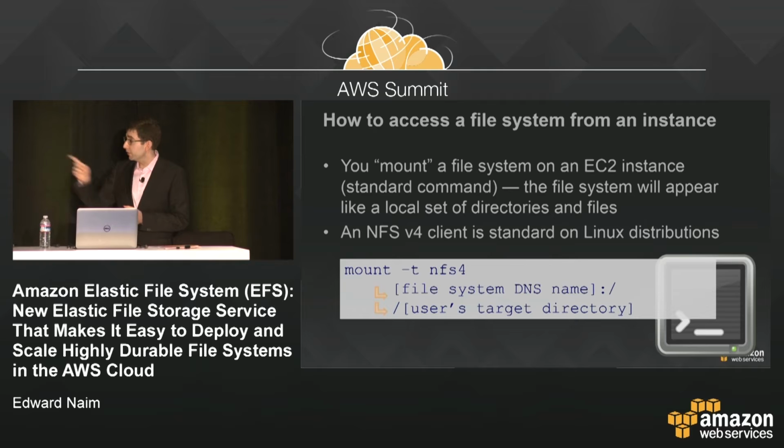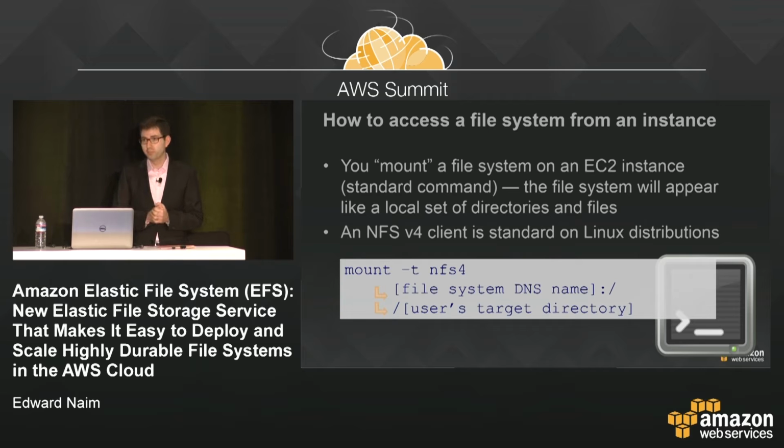The mount command that you see on the screen here is a pretty basic command. The -t is for the file system type. In this case, it's an NFS4 file system. You provide the file system's DNS name, and I'll show you in a second how that's created and how you access that. Every file system actually has several DNS names, and I'll explain that in a second. Then you specify the local directory that the file system will be attached to. And that's it.